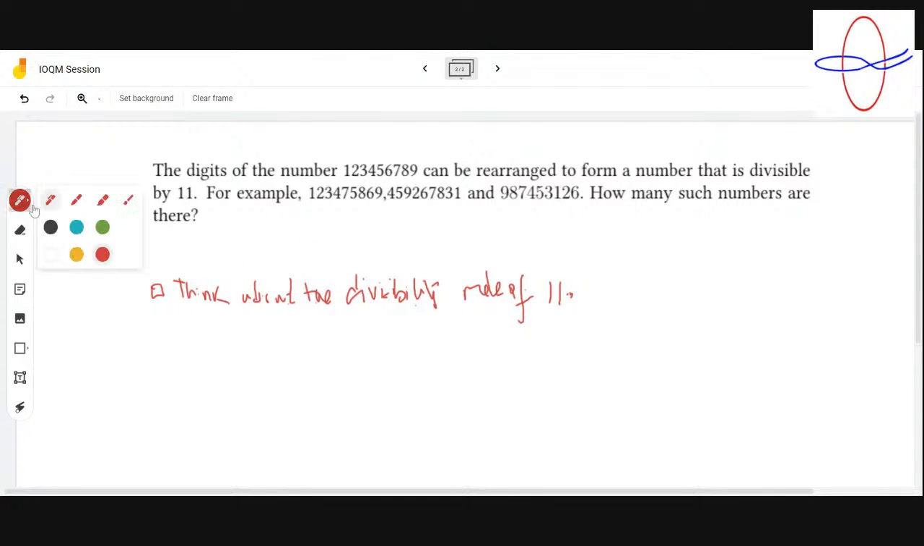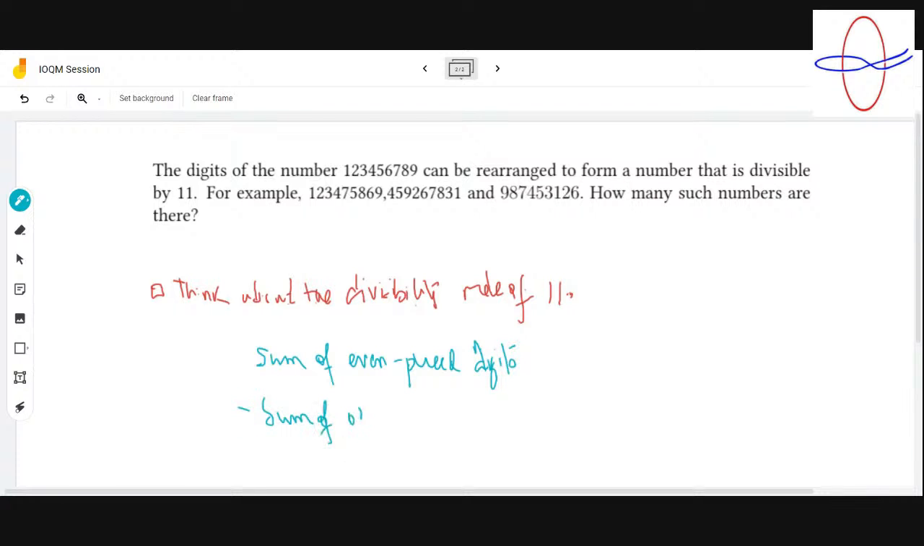Perfect. So the divisibility rule of 11 is the following, guys. The sum of digits of even places, the sum of even place digits, minus the sum of odd place digits, is divisible by 11. Yeah, 0 is divisible by 11. Okay, so that's the proof. That's the idea. 0 is divisible by 11.